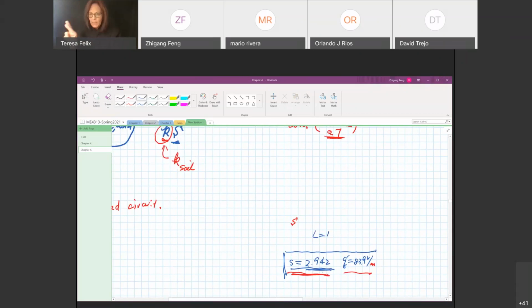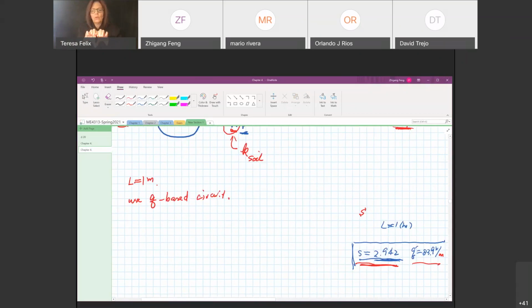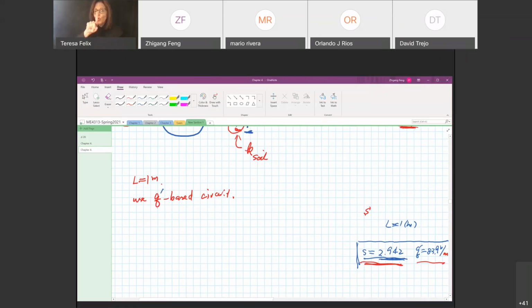So I can use Q prime based, but when I use Q prime based, I have to introduce S prime, which is the shape factor per unit length. And basically, there are just too many notations. So I'm sure quite some of you don't like it. So let's stick to the Q-based circuit.